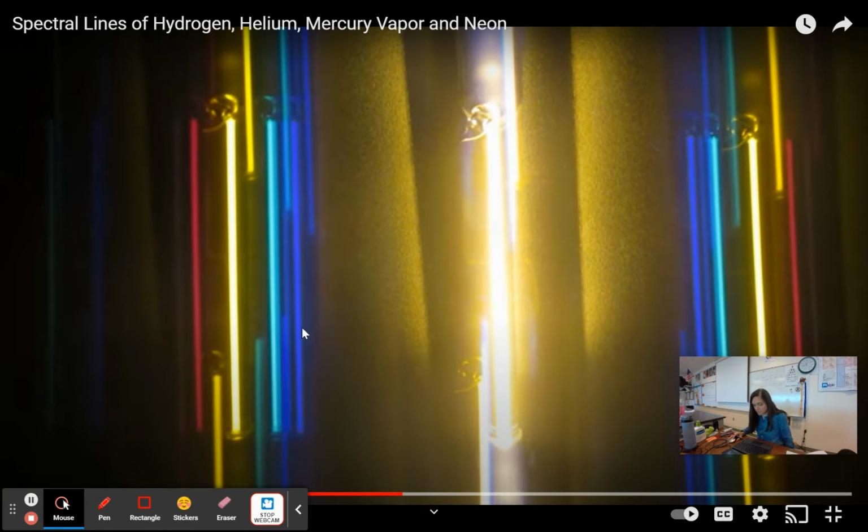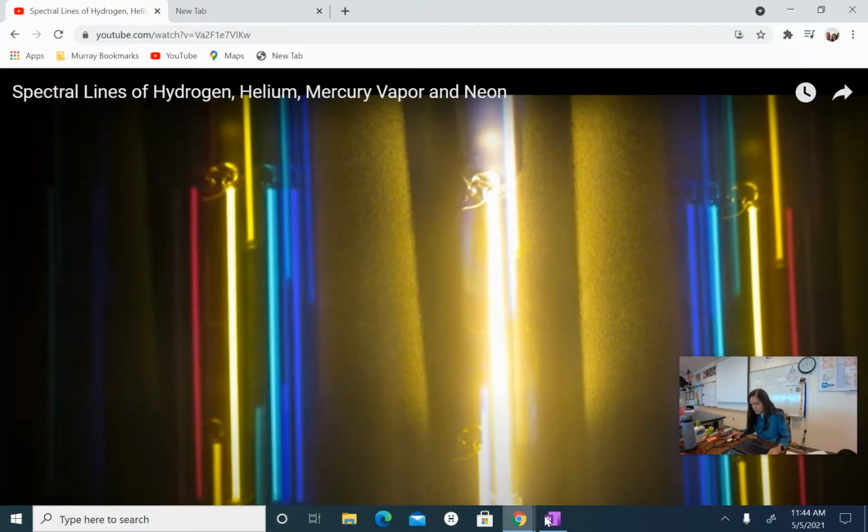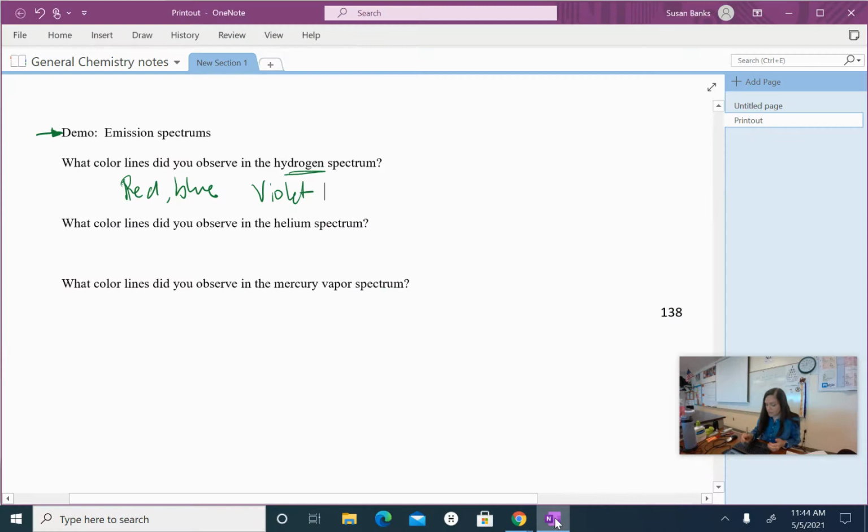So we get a dark purple blue line, we get a light blue line, and we get a yellow line and a red line. So let's write those in our notes for helium. Okay, so let's go back to our notes. We get a red line, a yellow line, a light blue, and that kind of indigo to violet line. So I'm going to call it indigo because it's in between blue and purple. So indigo. Next, we're going to look at mercury.